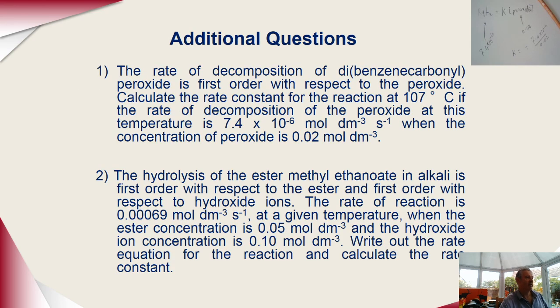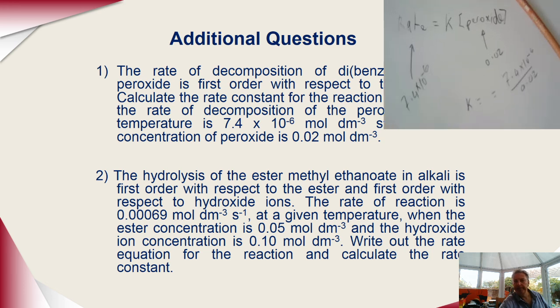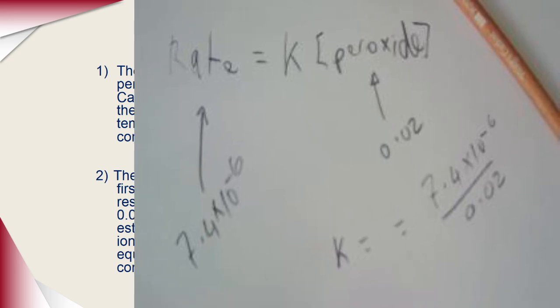The hydrolysis of the ester methylphenoate in alkali is first order with respect to the ester and first order with respect to hydroxide ions. The rate of the equation is that at a given temperature when the ester concentration is 0.05 and the hydroxide concentration is 0.10. Okay, so let's make this bigger again. Fresh paper.